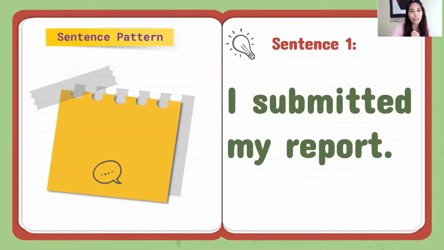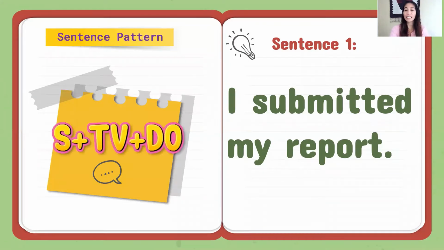All right, for sentence number 1, we have: I submitted my report. Now, what sentence pattern do you think it is? Can you say it louder? All right, correct. The answer is STVDO. Our subject is I, submitted is the transitive verb, meaning to say a transitive verb has a direct object, and the direct object here is my report. Now, how do you know that is a direct object? Because a direct object is the receiver of the action word, and our action word here is submitted. All right, so good job.